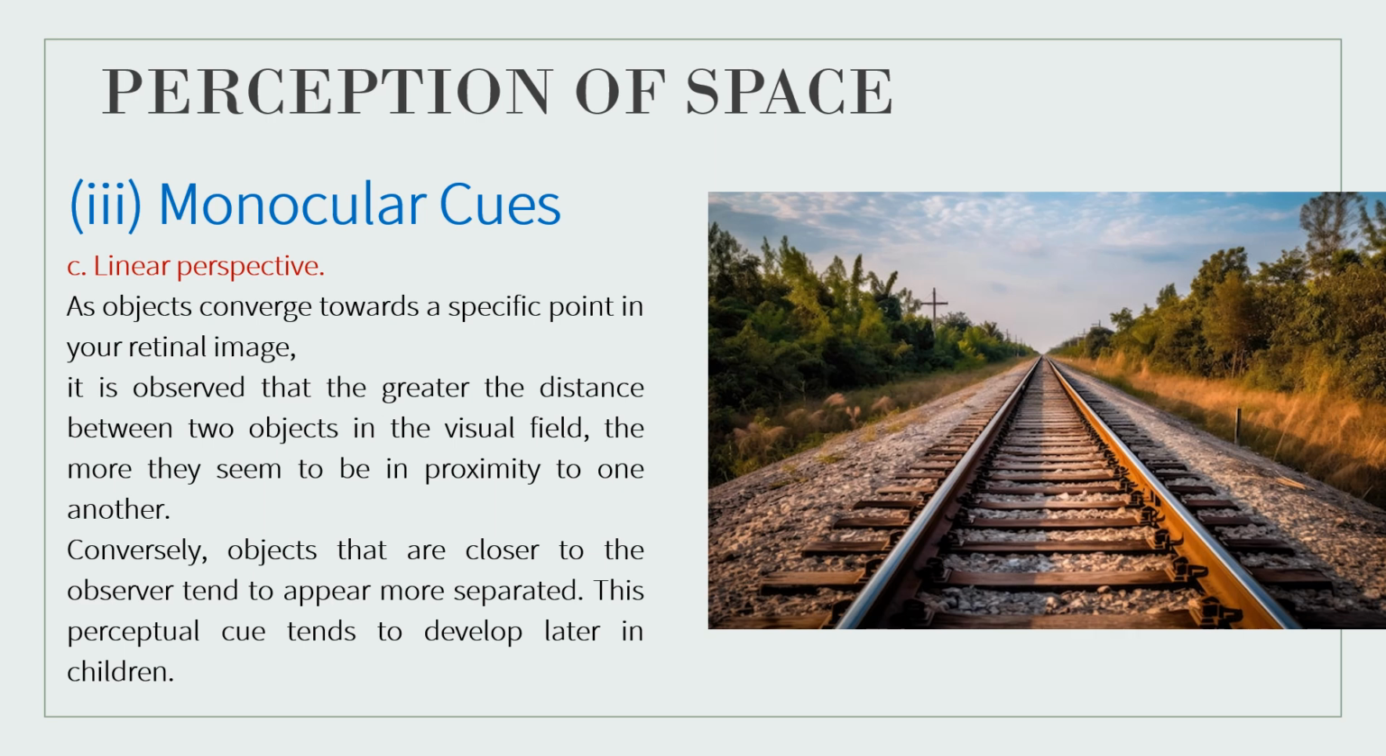This is linear perspective. As objects converge toward a specific point in your retinal image, it is observed that the greater the distance between two objects in the visual field, the more they seem to be in proximity to each other. So you can understand by this picture, the figures which are farther away seem to be closer than the trees that are nearer in the visual field.